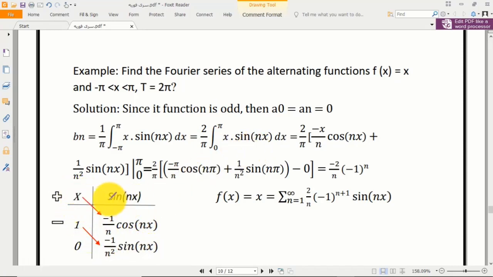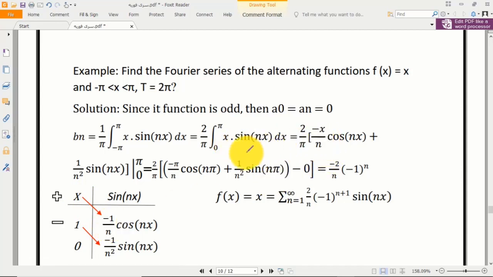So I use the table method here. We have x and sine x. I differentiate x a couple of times, and I integrate sine x a couple of times. Then I multiply each line by positive and negative alternatively. And finally, we'll get this as a result.